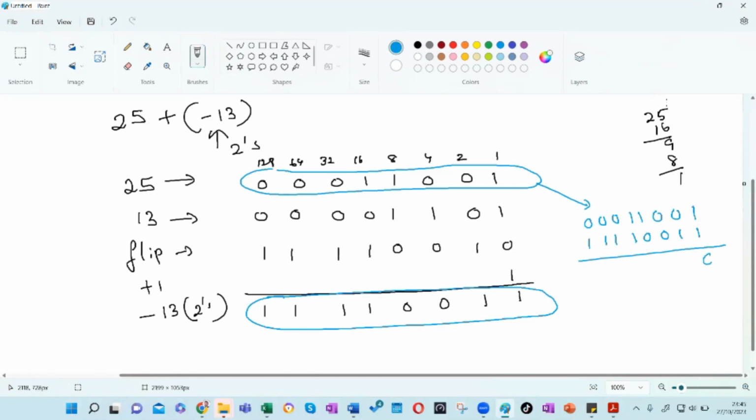1 plus 1 is 2, so you keep 0, take the carry bit to the other side. 1 plus 1 is 2, keep 0, take 1. 1 plus 0 is 1, 1 plus 0 is 1, 1 plus 1 is 2, keep 0, take 1, and 1 plus 1 is 2, keep 0, take 1 over there. 1 plus 1 is 2, keep 0, and take 1 there. 1 plus 1 is 2, keep 0, and take 1 there. Okay?